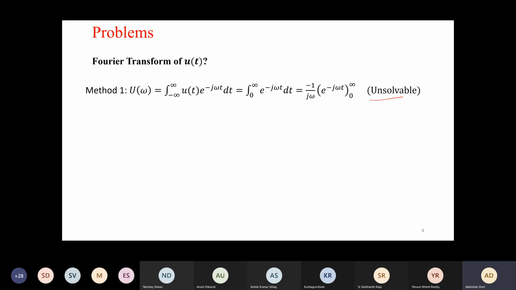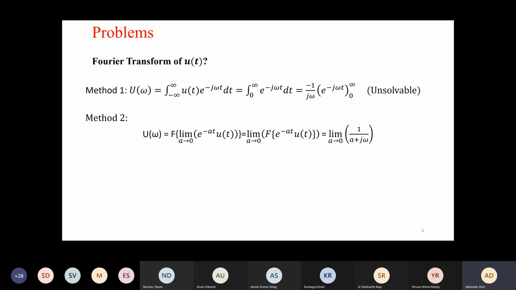So let us try to do something else. Let us say the Fourier transform of u(t) is U(omega). And the way I want to think about u(t) is like this. I would like to take the limit a tends to 0 of e to the power minus a t u(t). If I take this function and let a tend to 0, then this function will become u(t).